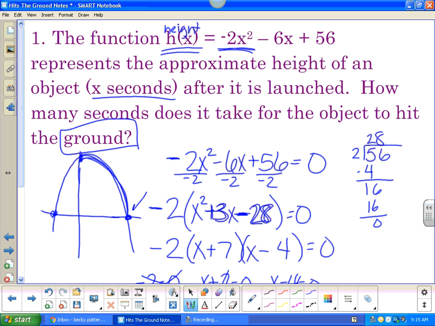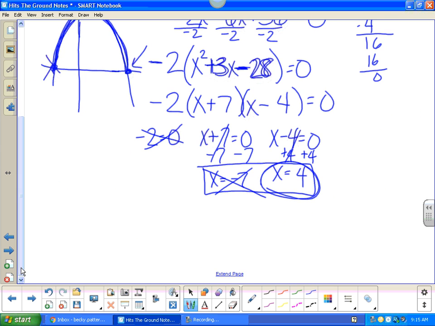So I'm interested in that one. This is just the other half of the parabola. I'm not interested in that one. I always want the positive answer. So the answer here is 4 seconds.